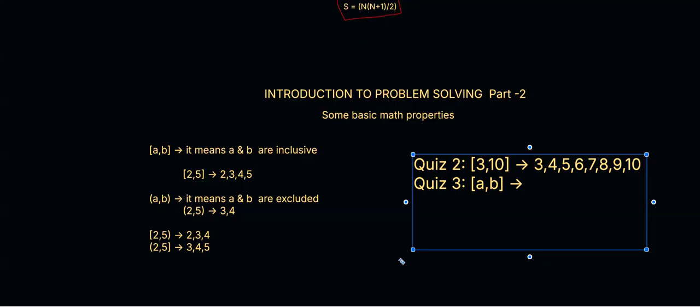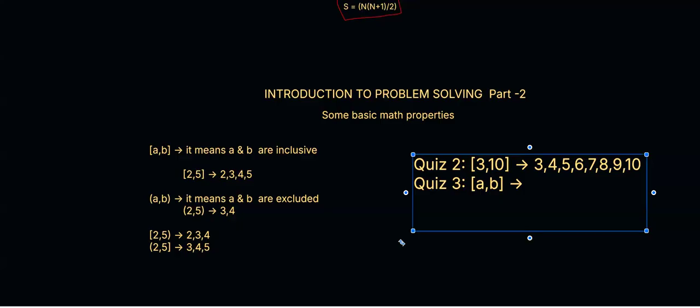So here we need to include in such a way: A, A plus 1, A plus 2, till B. So we can say the count should be B minus A plus 1. I will also test it.